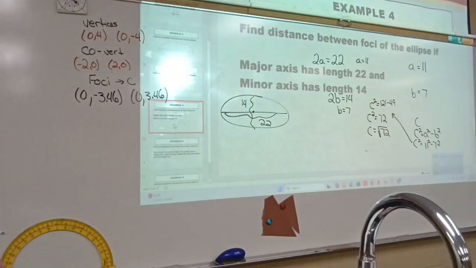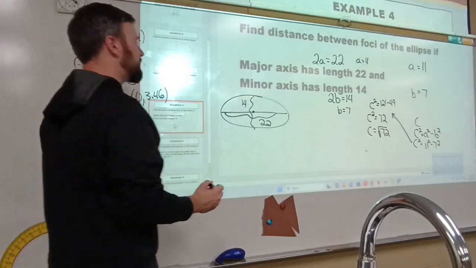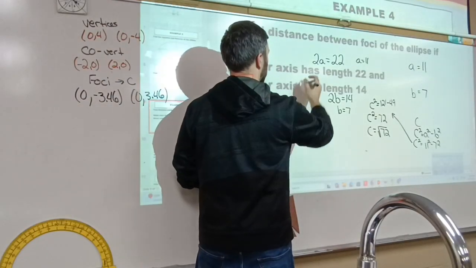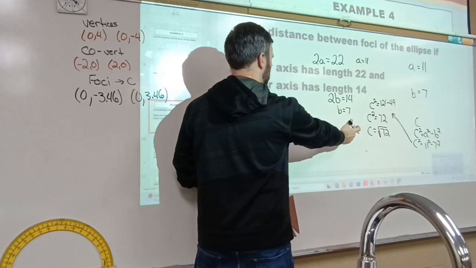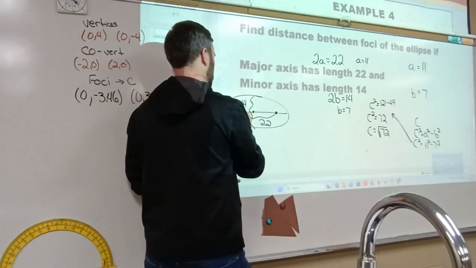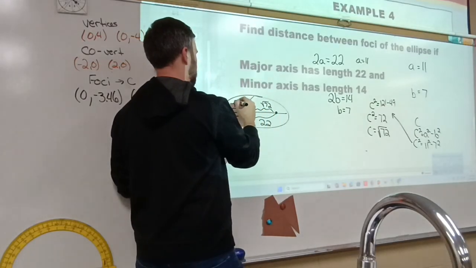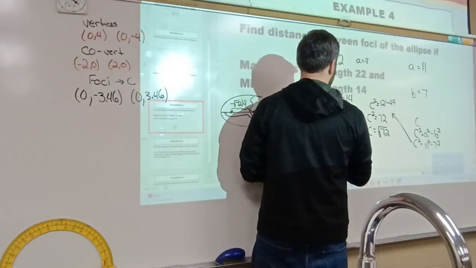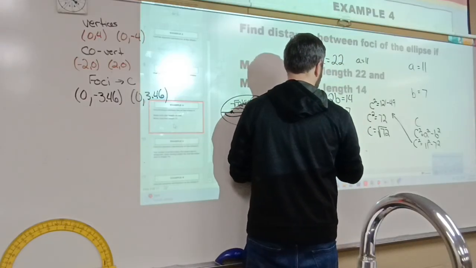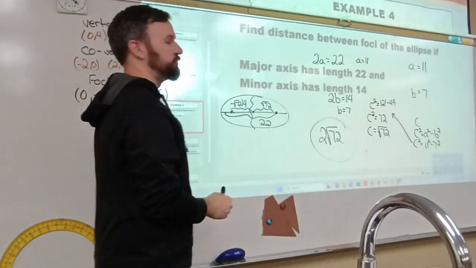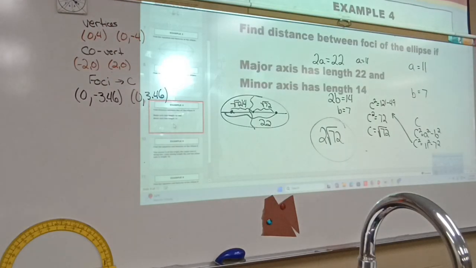Now, that's my C, right? But now what's the distance between foci? Would I just write square root of 72? Or is there a C on both sides that has square root of 72? There's one on both sides. So the final answer is you just times it by 2. Whenever you want one of those distances, it's always 2 times your A, 2 times your B, 2 times your C. Your C is square root of 72, so your distance between them is 2 times it. The distance between them is always 2 times it, because there's one on each side.